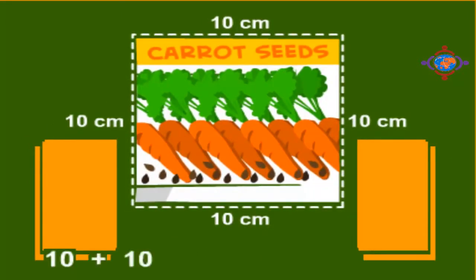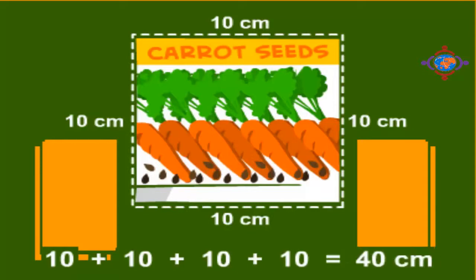10 plus 10 plus 10 plus 10. You can skip count by 10 to find the sum. 10, 20, 30, 40. The perimeter is 40 centimeters.